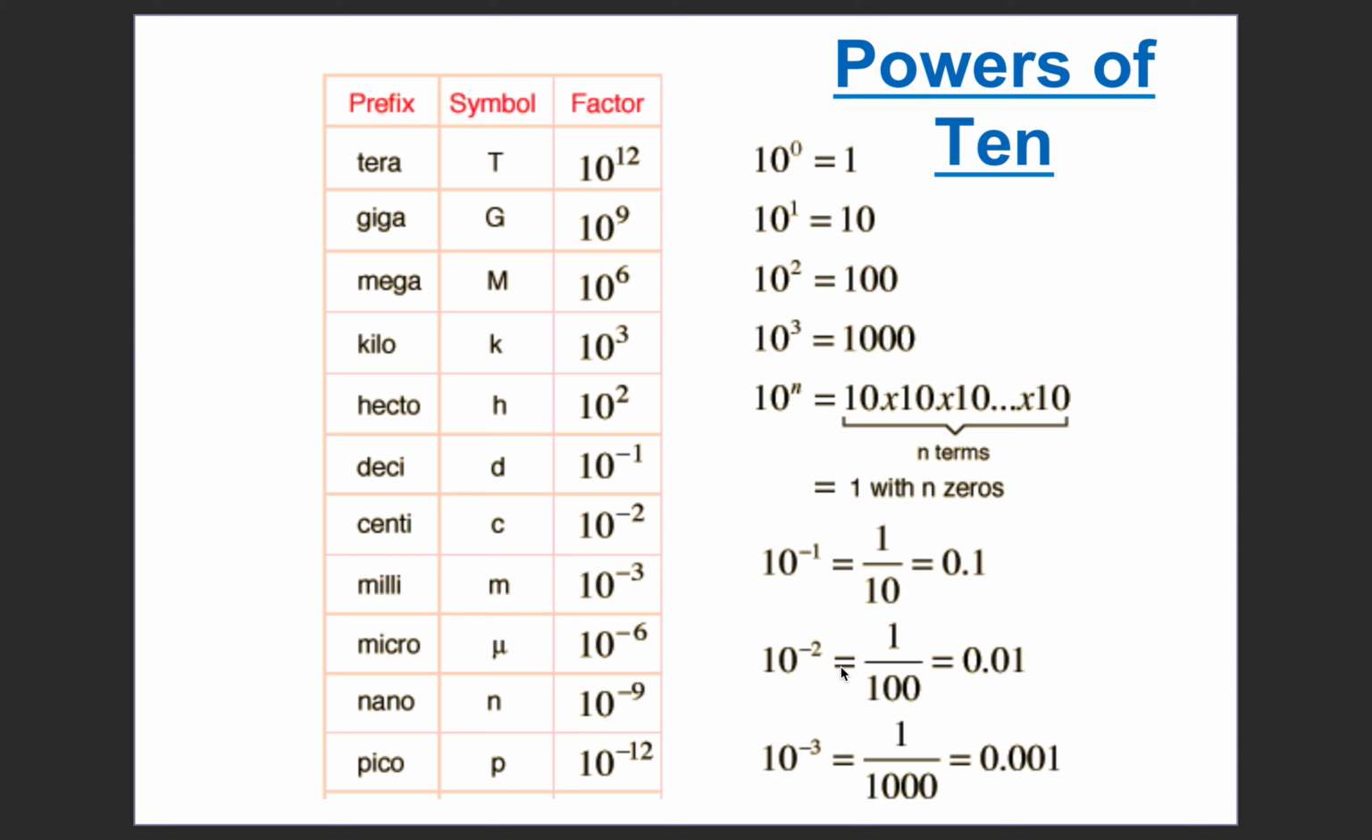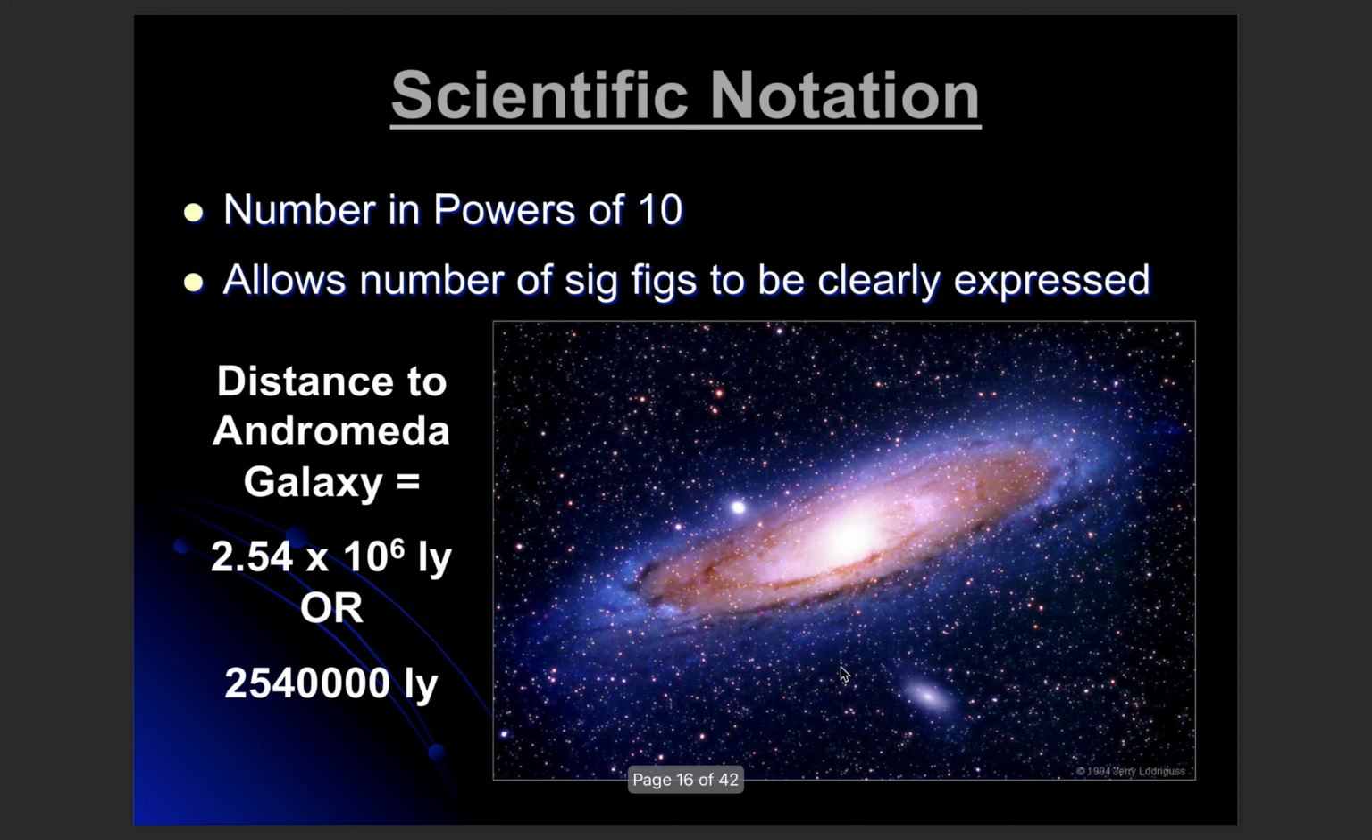We'll see these smaller numbers when we start talking about electromagnetic radiation, because we're going to talk about electromagnetic waves that are both really tiny and really large. So, powers of 10 notation allows the number of significant figures to be clearly expressed. In addition to compressing a really large number, instead of seeing all those zeros, we can represent it in terms of powers of 10. For example, the distance to the Andromeda Galaxy is about 2.54 times 10 to the 6 light years. We'll talk about what a light year measurement is in a little bit.